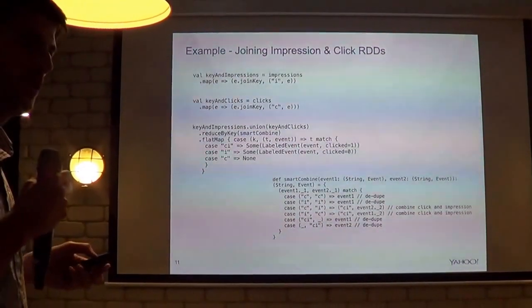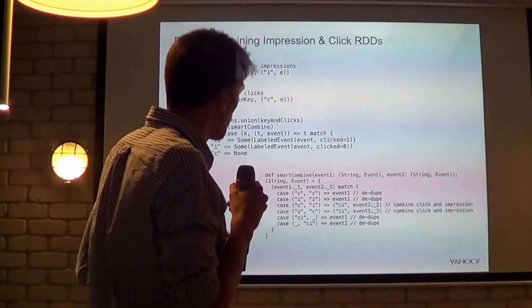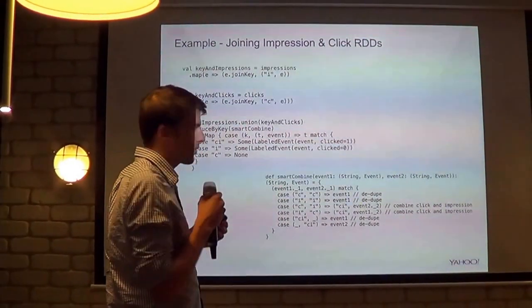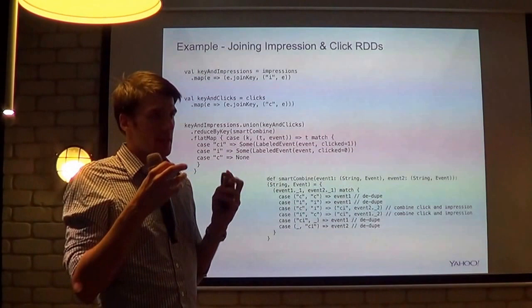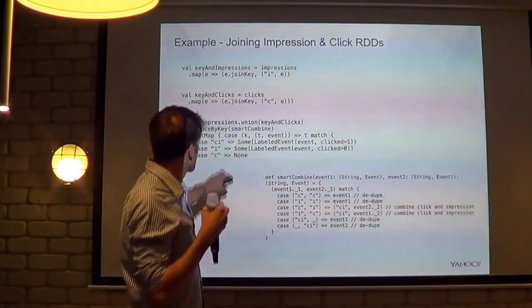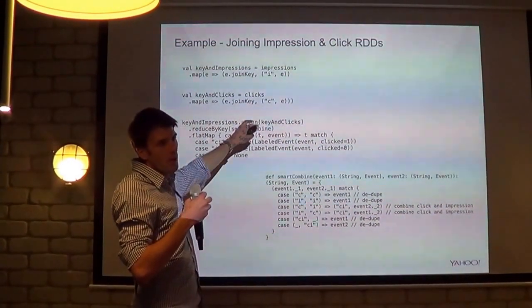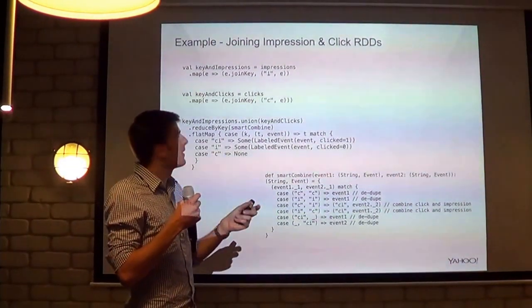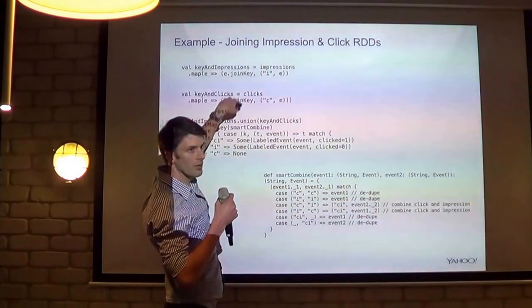Yes? Can you explain how you get a tuple of two events from the reduce by key? Okay, so reduce by key, the way it works is it applies this function on two items that have the same key. So the key would be what you have here.